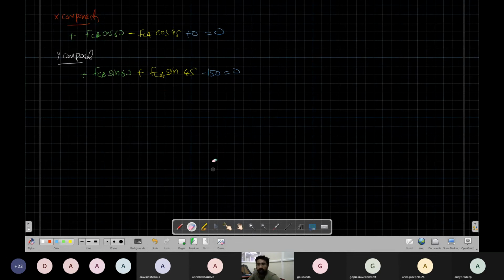What is cos 60? Cos 60 is half. So I will write half. What is cos 45? Cos 45 is 1 by root 2. Sin 45 is also 1 by root 2. Calculator use here, no problem. Sin 60 is root 3 by 2, if I am right. This 150, I will take it that side.